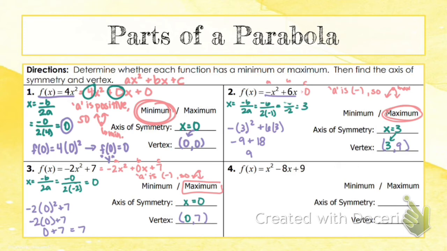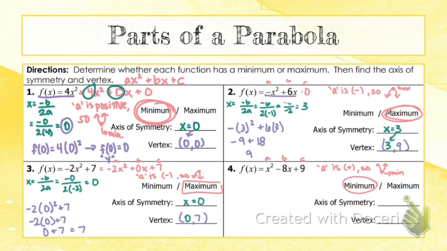All right, for number 4, for this function, we already are in ax squared plus bx plus c. So we have part A, part B, and part C. A is positive 1, so we have A is positive. So the arrows point up, and we have a minimum.